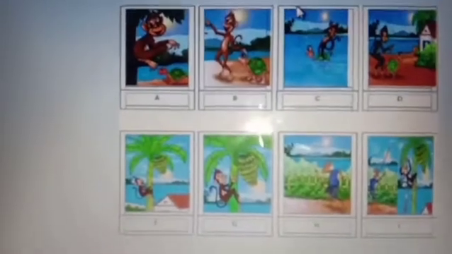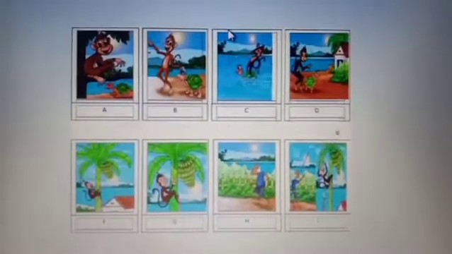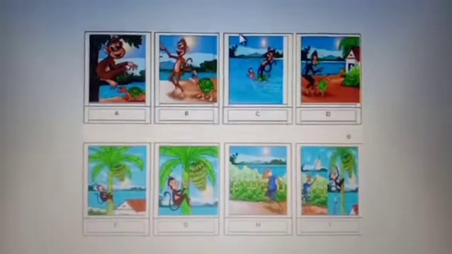Then let's see another example. Yes, this is also a picture story writing. It is of a monkey. It is a little bit smaller, but still I will try to show you. Okay, so this is a picture story of a monkey and a tortoise. Now in the first picture you can see that there is a monkey sitting on the tree.